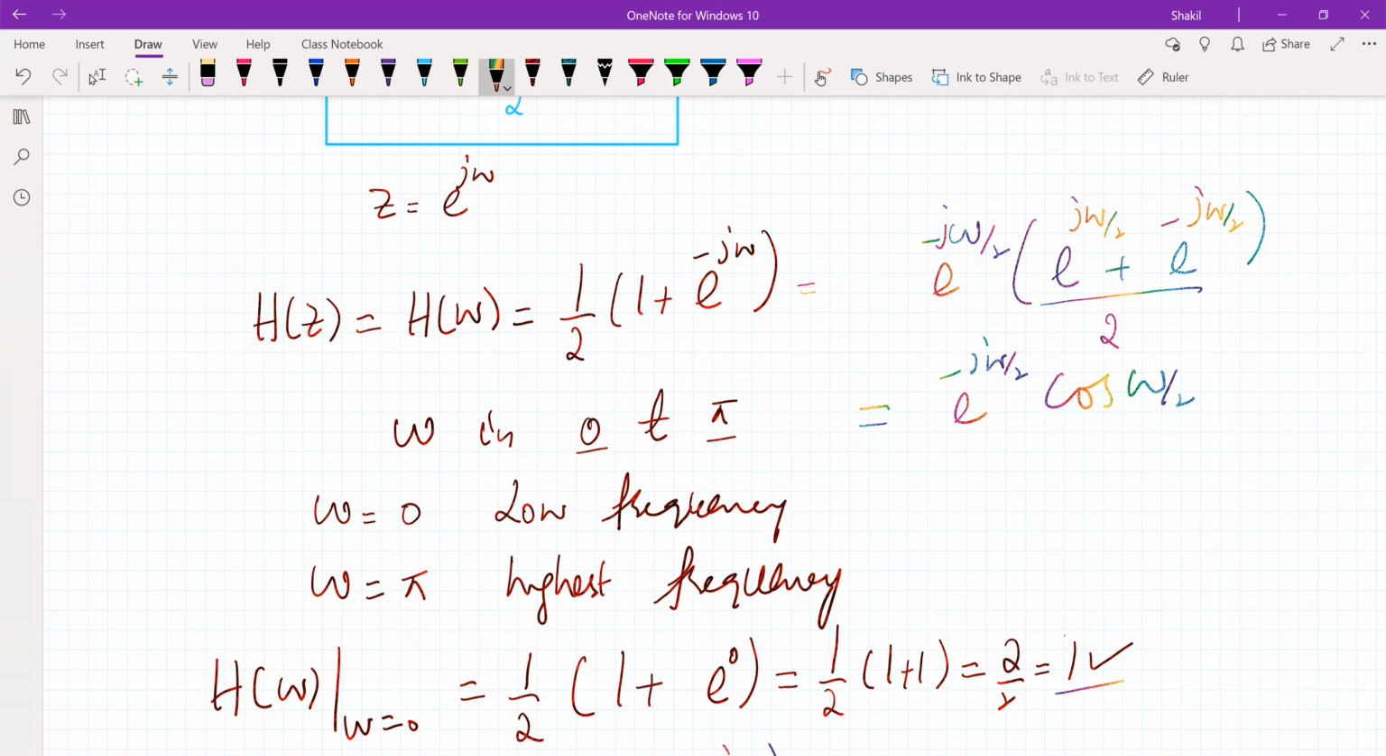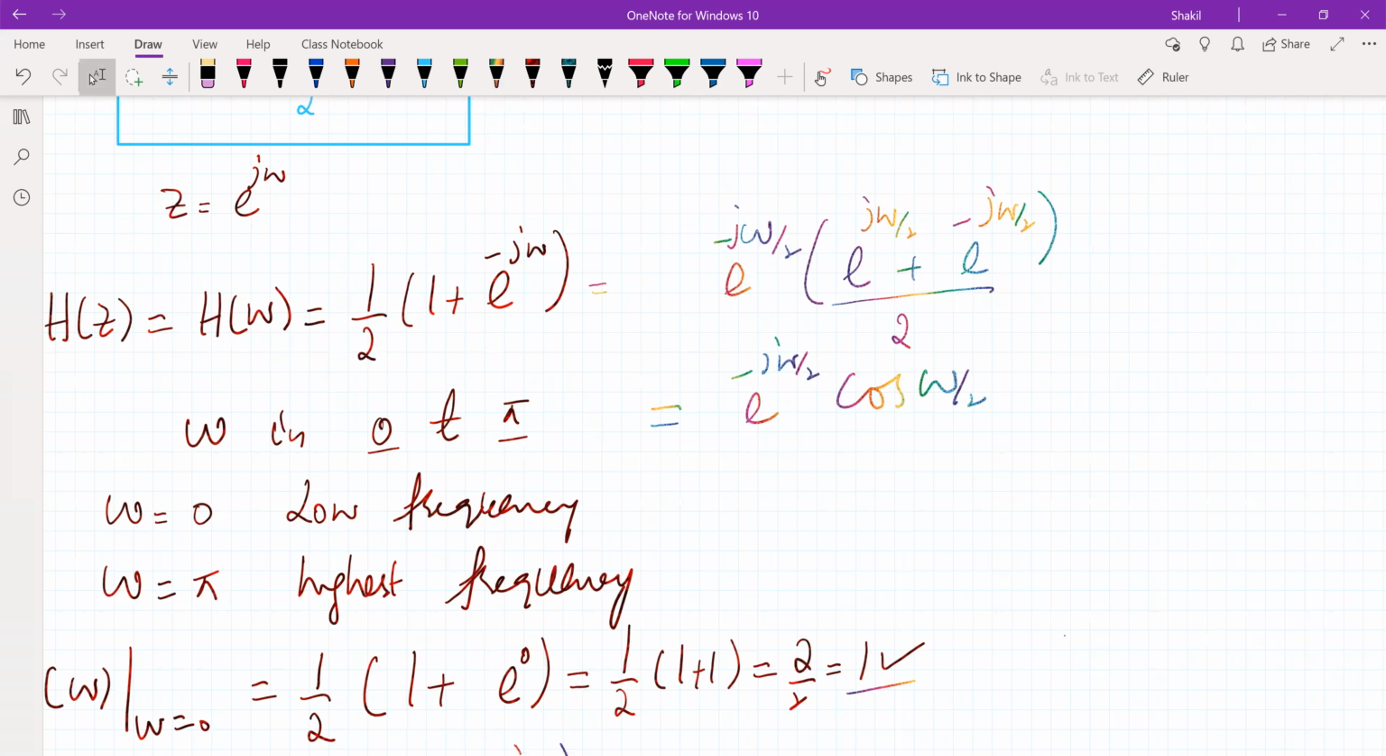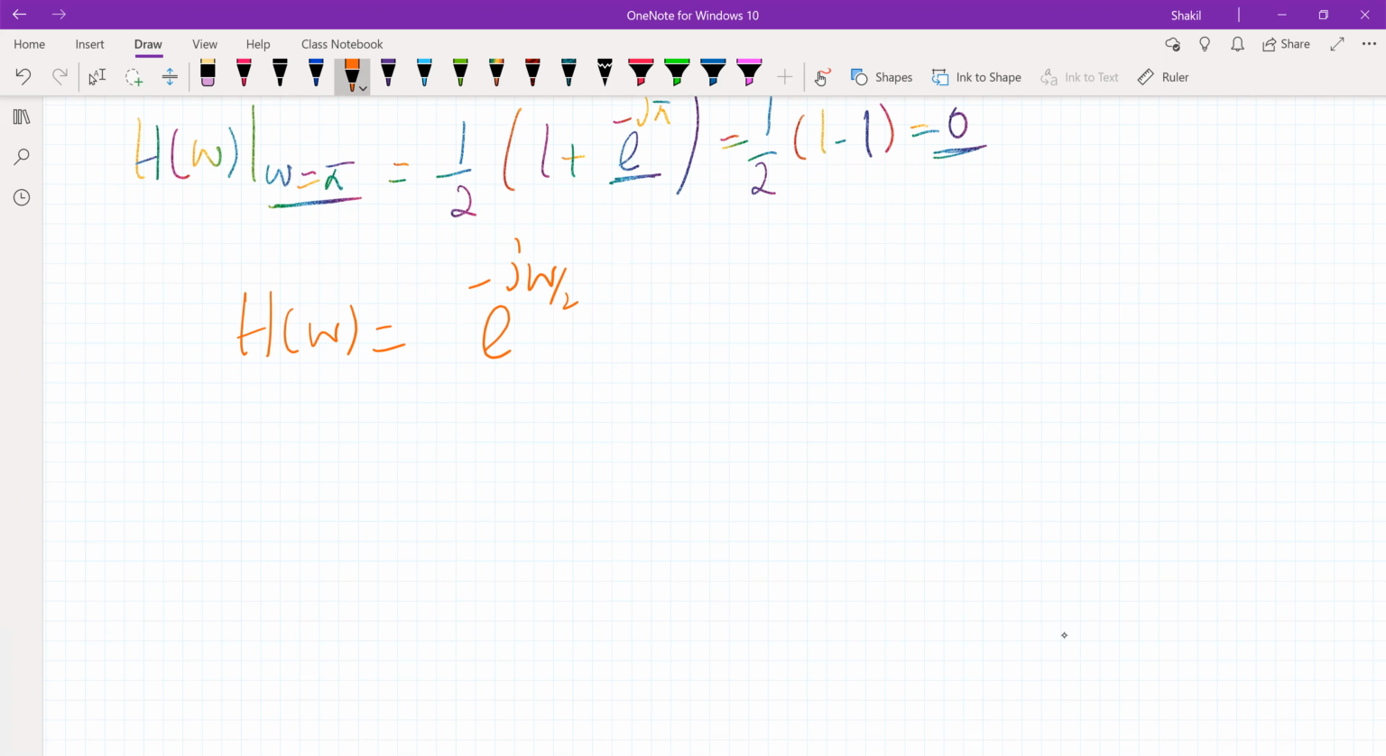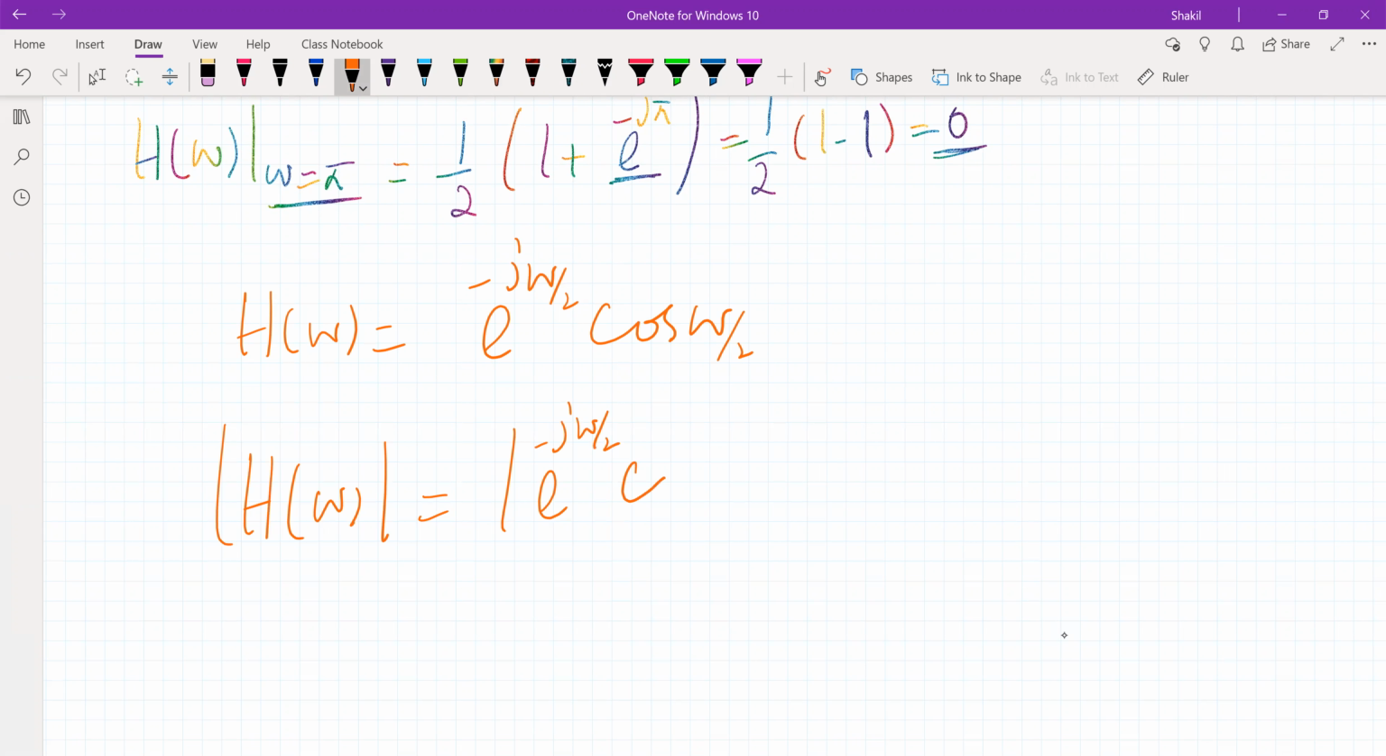Right? Now plot this. Can you plot this? Let me write it out: H of omega is e raised to the power minus j omega by 2 times cos of omega by 2. Now the magnitude of this, we already did this, the magnitude of this will be cos of omega by 2.